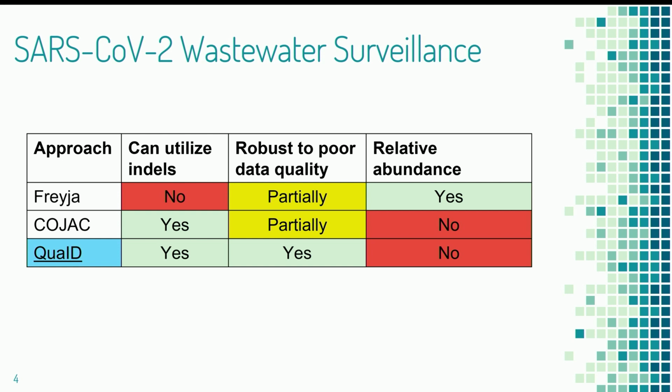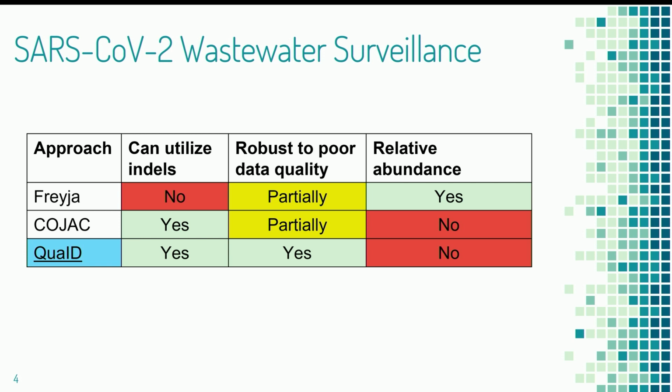As the de facto standard nowadays, Freyja emerged as a standard for wastewater surveillance. It sadly does not utilize indels, something that we rely on. It is partially robust to the degraded data quality in the wastewater setting. It works really great when you have high quality data, and otherwise it starts having some issues, which we'll see shortly. And most importantly, it provides relative abundance estimates.